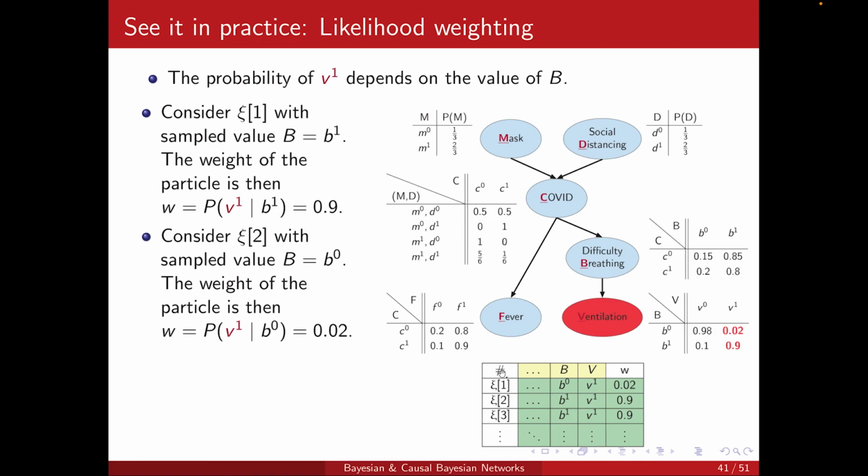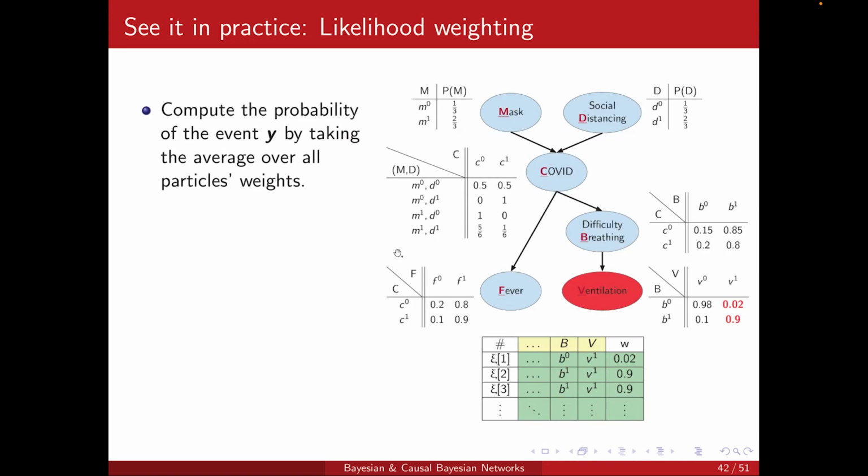So if I do this, I just do my sampling. V is set to V1, and then I sample the rest of the variables as before. The only thing is that I assign the weights. Whenever I have B0, it will be 0.02. Whenever it's B1, I will have 0.9.